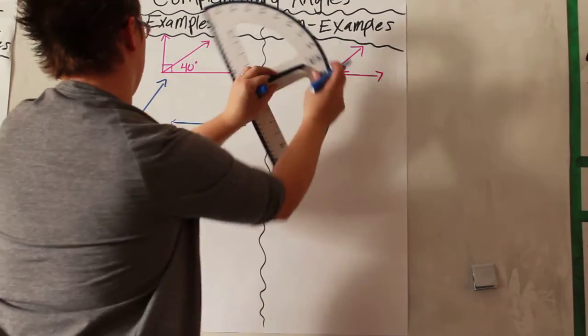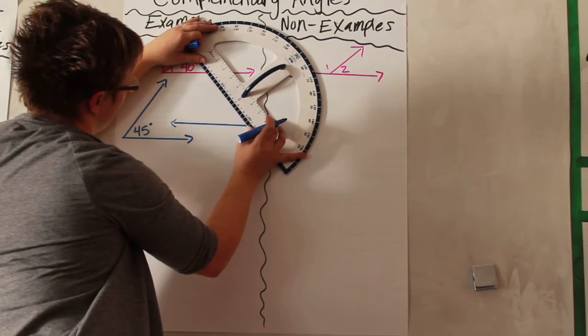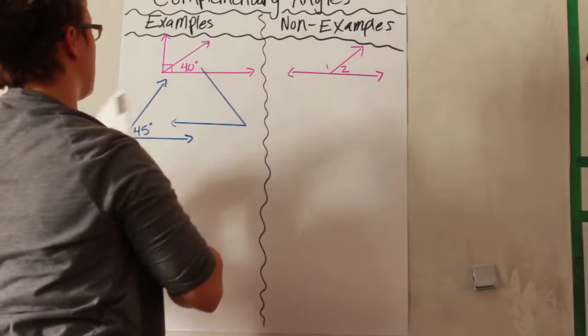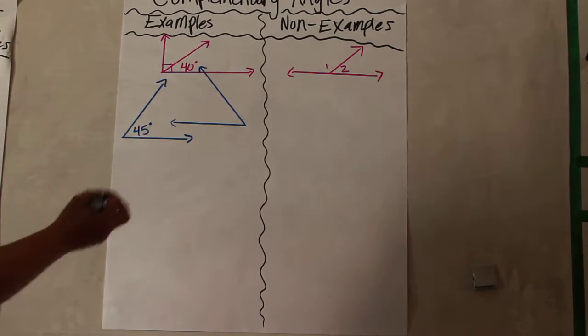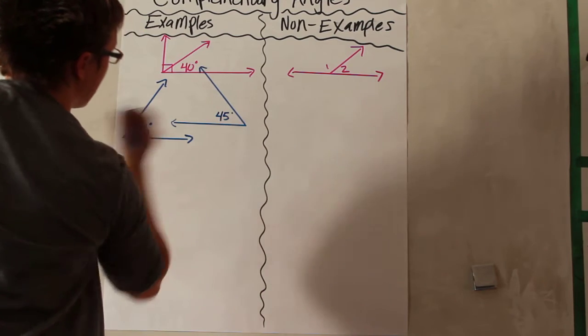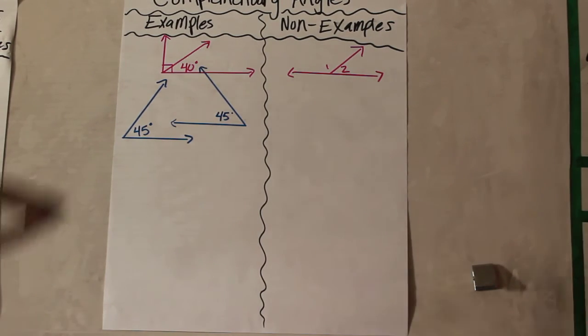Mark. Line it up. Connect it. Make sure it's a ray. I put it a little too high up, it crosses my other one. But it still makes a 45-degree angle. 45 plus 45 is 90. Now these ones are not connected, but they do equal 90 degrees.